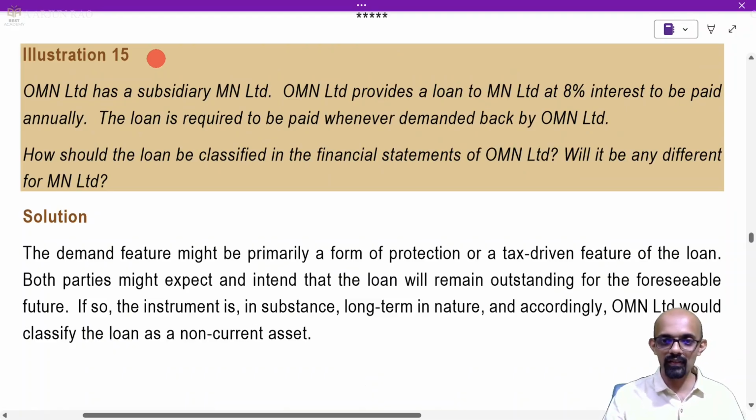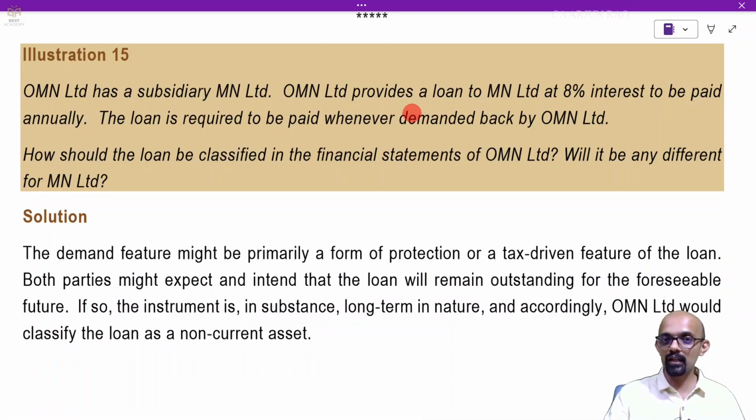So next is illustration 15. Here it's substance over form, one of the basic principles. There is a holding company and a subsidiary, and the holding company has provided a loan to the subsidiary. The subsidiary has to repay whenever the holding company demands it. So this in substance forms part of the holding company's net investment in the subsidiary. It's not actually payable on demand, though legally it is that way.